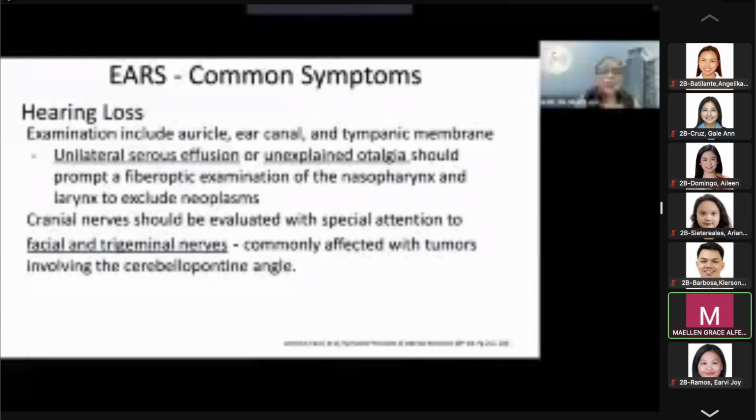Now, examination of the ear with unilateral serous effusions or unexplained otalgia should include a referral for fiber optic examination of the nasopharynx as well as the larynx to exclude neoplasms. Now, examination of the cranial nerves should also be done with special attention to the facial and trigeminal nerves because some tumors, like those involving the cerebellopontine angle, might be present.